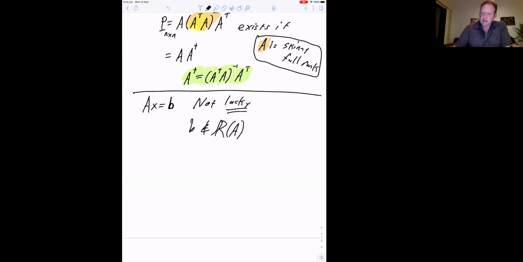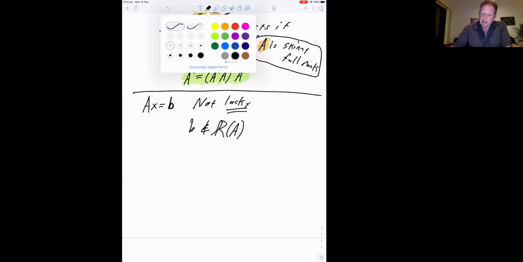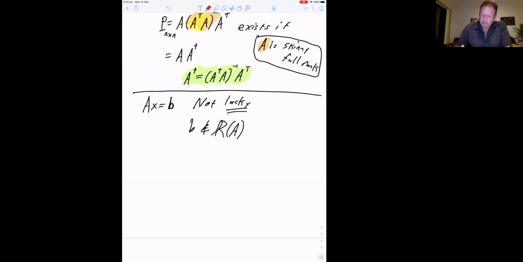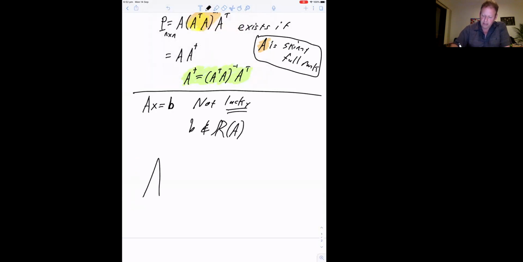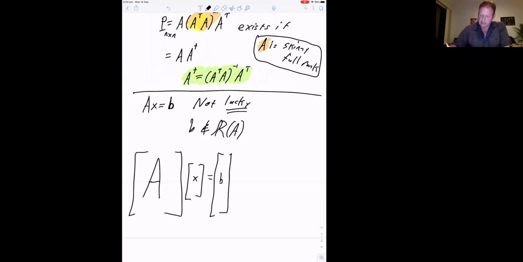Now, this is going to happen every time that we have... I'll write AX equals B in a slightly different way. This is a matrix A, and this is the vector X, and this is the vector B. Remember, A is skinny. It's not ultra skinny in this case, it's just skinny. There's no such thing as ultra skinny, just skinny.